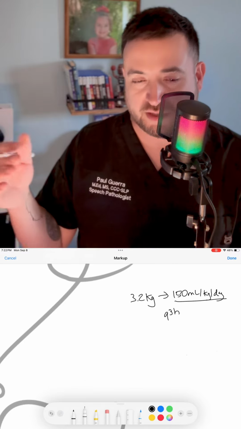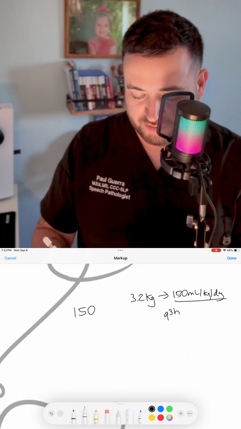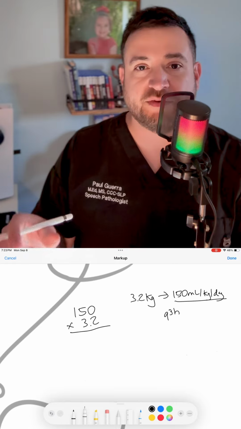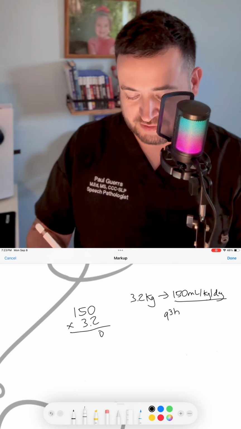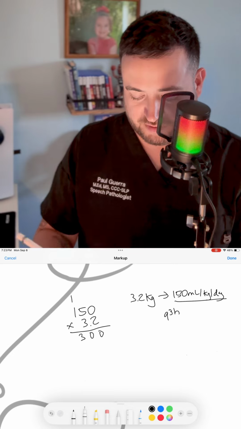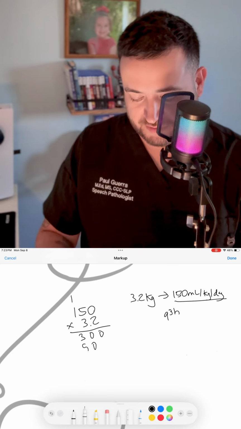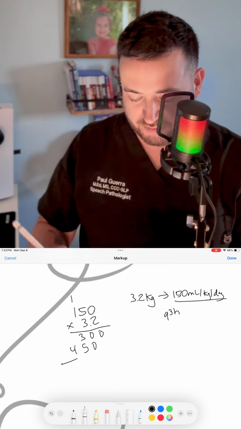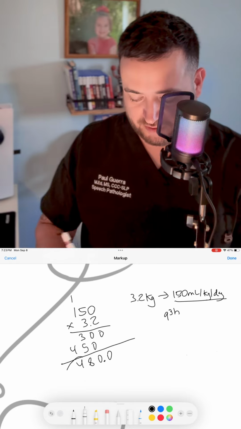How to figure out your Q3 feeds, the volume for that. In order to do that, you get your 150 times 3.2, and that way you can figure out the total volume for the day. And then you divide that up by 8 feeds if it's Q3 feedings. So 2 times 0 is 0. 2 times 5 is 10. 2 times 1 is 2. Add 1, that's 3. And then 3 times 0 is 0. 3 times 5 is 15. 3 times 1 is 3. And then add 1, that's 4. Put that all together. Add your decimal place back and you got 480.